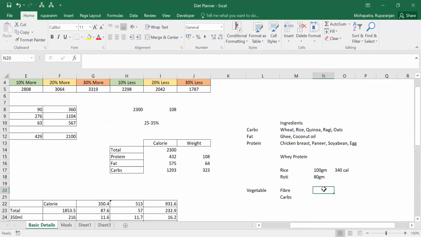So you will not get much carbs from vegetables. You can use all green vegetables, or cucumber, then leafy vegetables like palak and all. You can eat in any amount, so that is not a problem. So you can take any amount from this one.